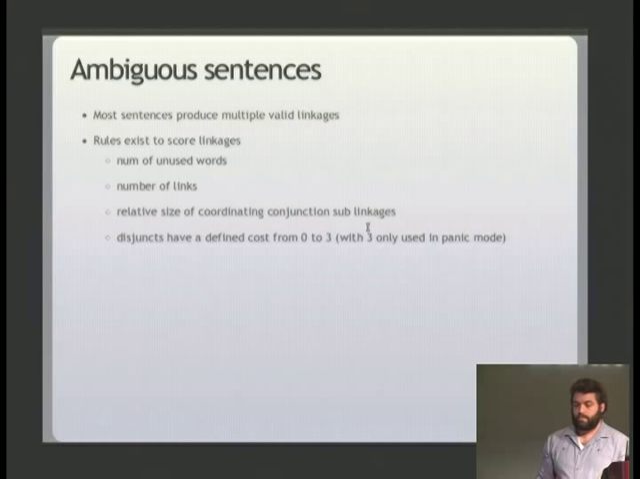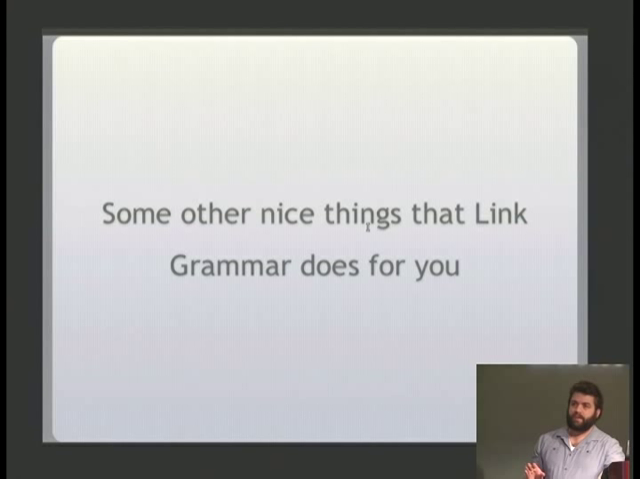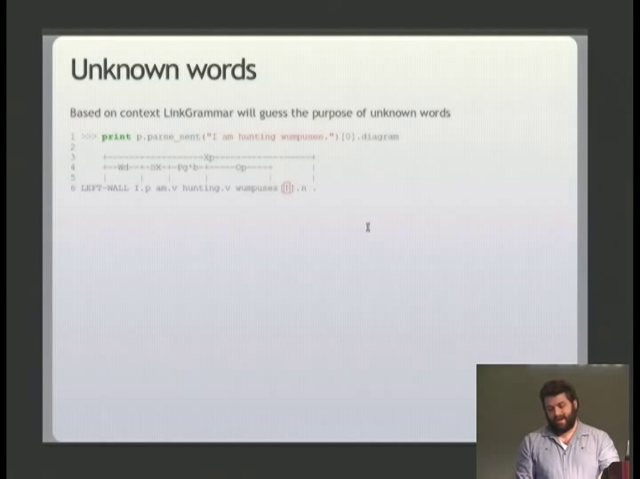All right, that's the basic stuff, but I want to talk about some of the other nice things that LinkGrammar does for you. One of the things is it will guess about the purpose of words that it doesn't know. So we have this, I am hunting wumpuses. It doesn't know what wumpuses are, but it guesses. It says, oh, I think that's probably a noun, and I think it probably has an object plural relationship with hunting, which I would say is correct in this case. And it indicates with that little exclamation mark that it doesn't know the word.